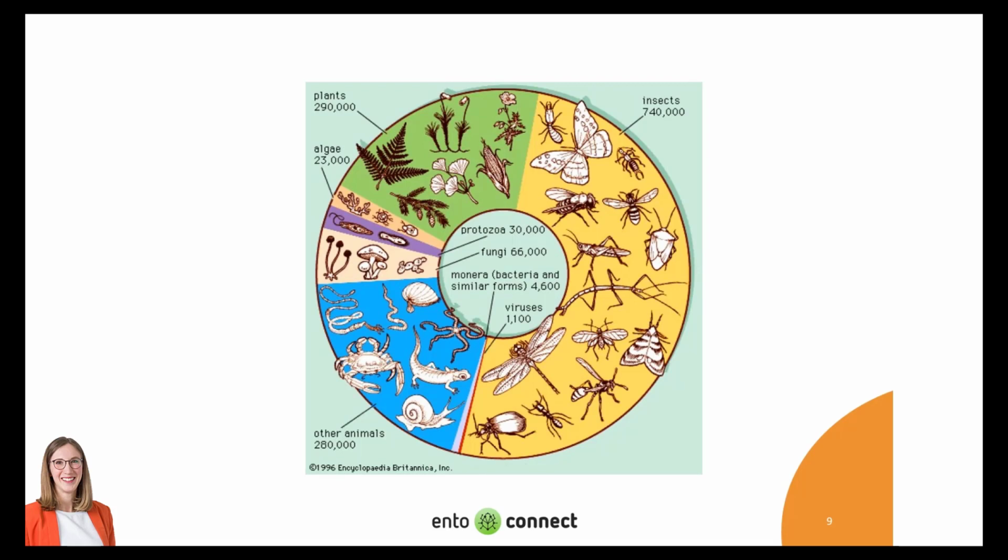All right, thank you. So as you can see here, insects are actually very diverse. The current numbers suggest that there are more than 1 million species of insects, which means there are more species of insects than there are species of plants, other animals, bacteria, algae, and so on together. So can you imagine that?